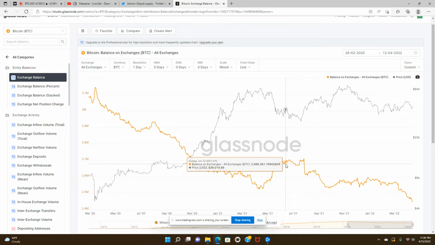And what this represents is Bitcoin being taken off the exchanges and sent to cold storage wallets. These are people who aren't leveraged. They don't have stop losses. They're not sellers. They're holding long term. So they don't really represent liquidity. They actually represent the opposite of liquidity. They represent the illiquid supply.